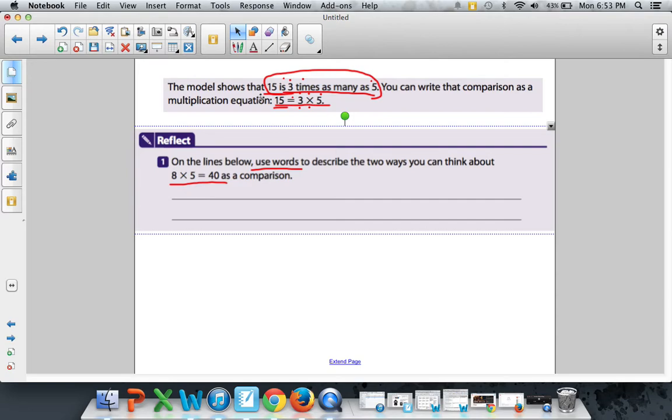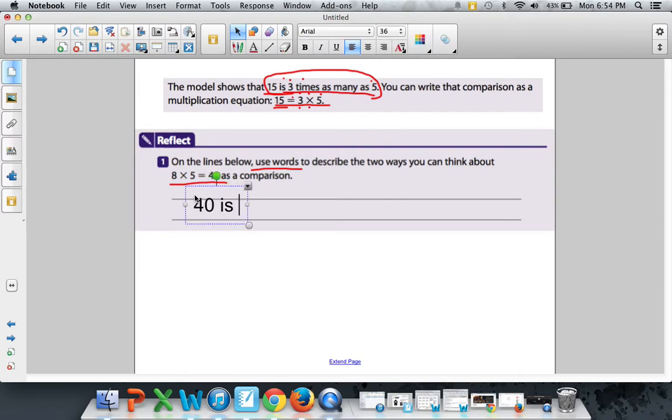You want to do it as a comparison. Comparisons usually start as a total. So you start with the total, which is 40. 40 is 8 times as many as 5. There you go. That's one just fine comparison. I don't want to say perfect, there might be a way it can improve, but it's pretty good. 40 is 8 times as many as 5.